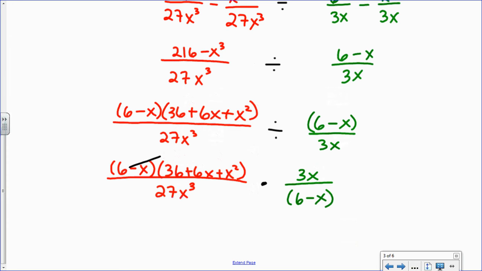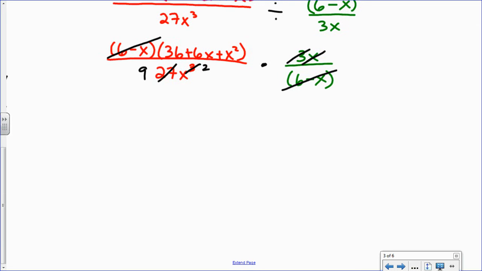Okay, so first of all, I see my 6 minus x's canceling. And then I see that 3 and 27 can cancel. So 3 becomes 1, and 27 would become 9. All right, this x will cancel with my x cubed. So x cubed becomes x squared. Okay. And then we multiply across the top, multiply across the bottom.